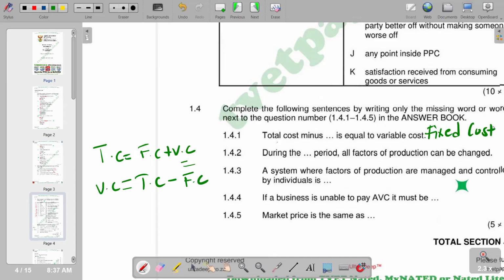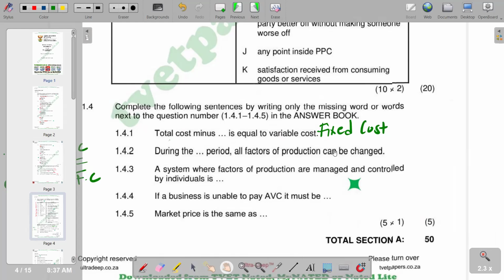Then we move on to the next question, which is 1.4.2. During the dash period, all factors of production can be changed. This is the long run. In the long run, all factors of production can be changed. Remember, in the short run, we have at least one factor being fixed, which is mostly land, fixed in the short run. But when you move to the long run, it becomes variable.